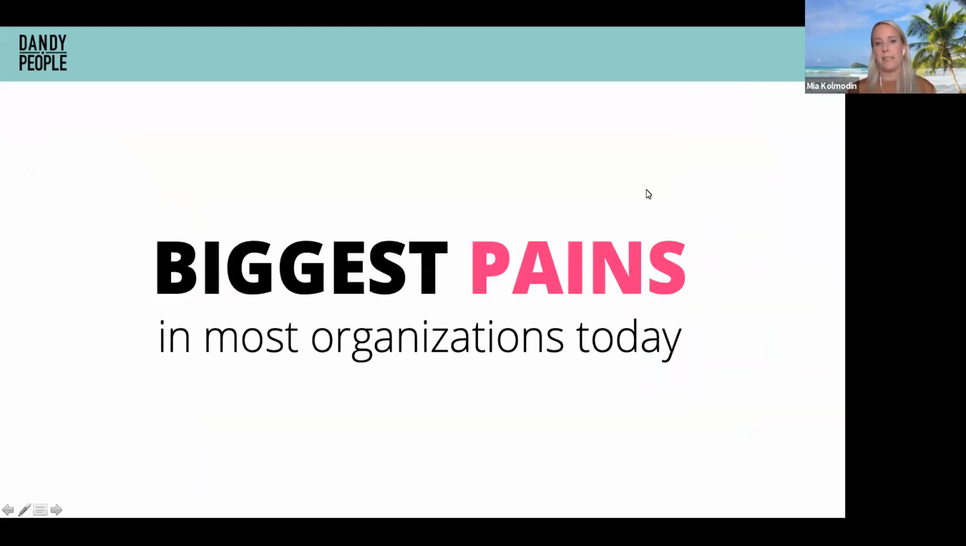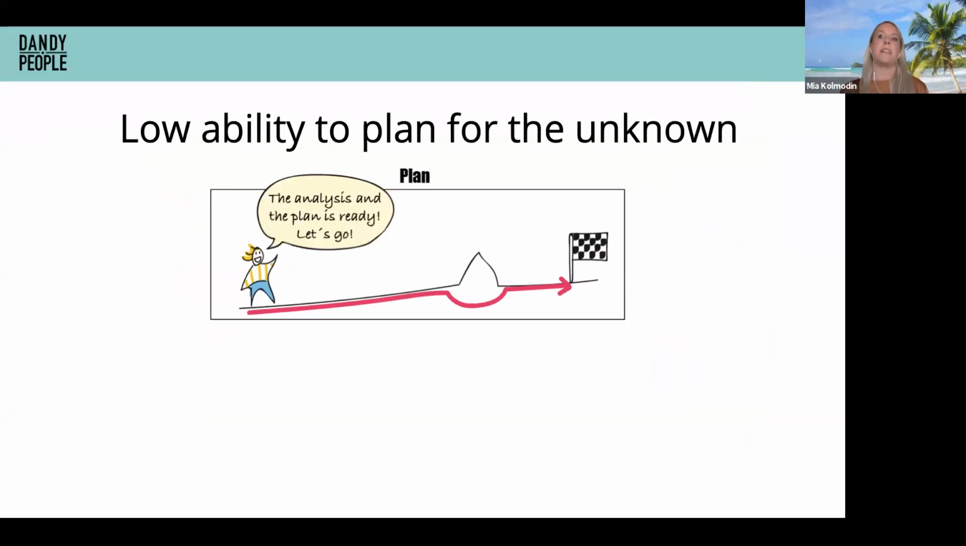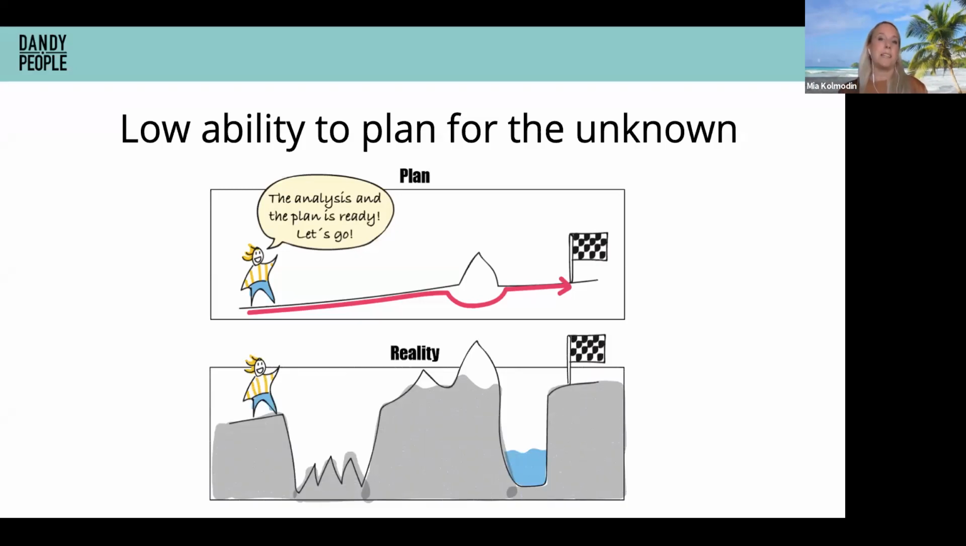What are the biggest pains that most organizations might feel today? As a designer, I really like to look into what the pains are and what problems we are actually solving. One is that we have a low ability to plan for the unknown in the way we do planning and delivery today. We analyze and plan for what we can see and not for the unexpected, so reality often hits us after we have already made a plan. This is one big problem for many organizations today.